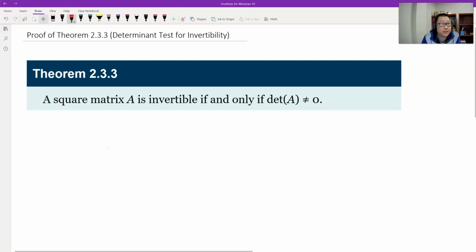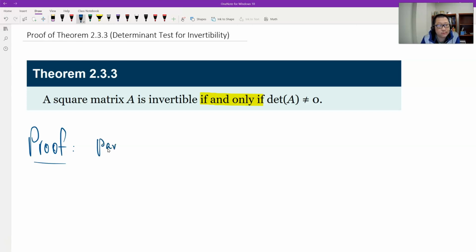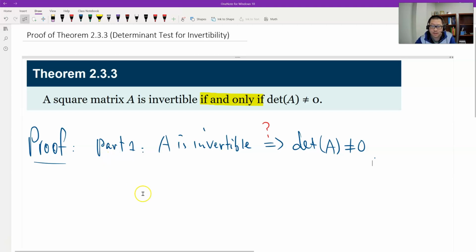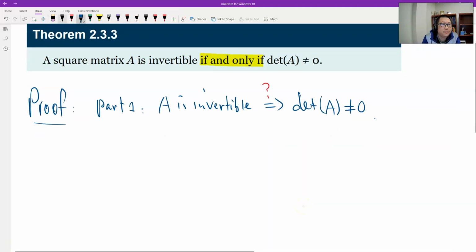Let's look at two directions, because this is an equivalence, if and only if. So let's prove part 1. If A is invertible, can we show the determinant does not equal 0? Why? A is invertible, so the determinant should be not 0. This part is quite easy. All we need is the equivalence theorem. Can you see?